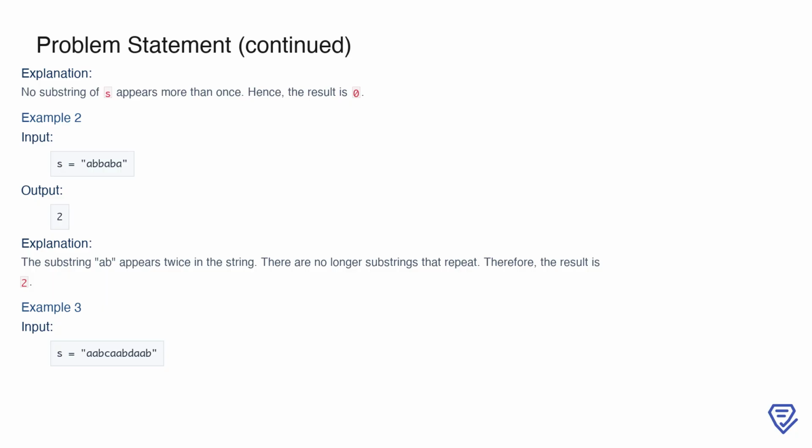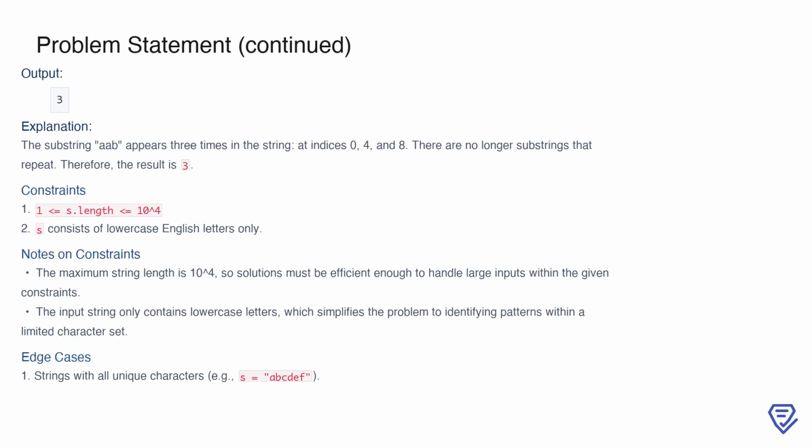Another example is the input S equals ABCABDAB where, as we will see, the result is determined by analyzing the repeated substrings. For the input S equals ABCABDAB, the output is 3. This is because the substring AB appears 3 times in the string, once starting at index 0, again at index 4, and finally at index 8. There are no substrings longer than AB that repeat within the string.